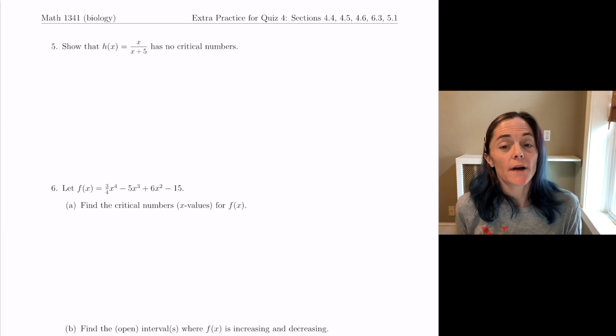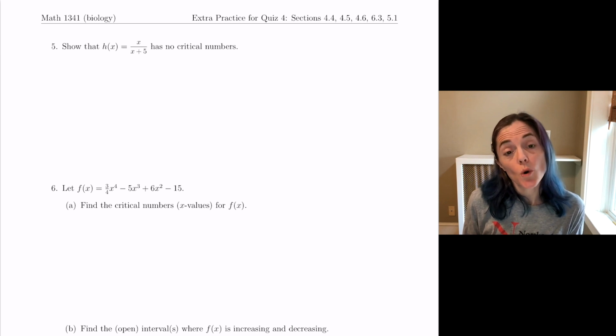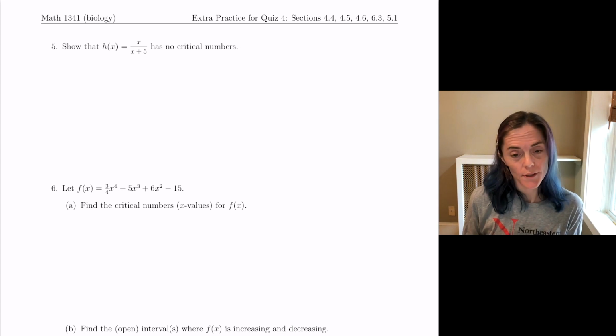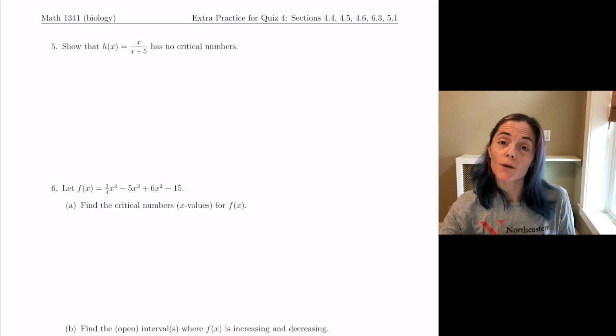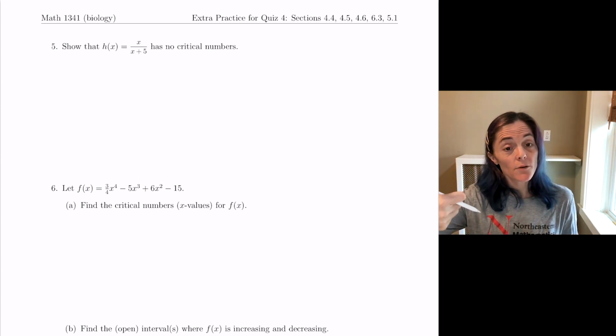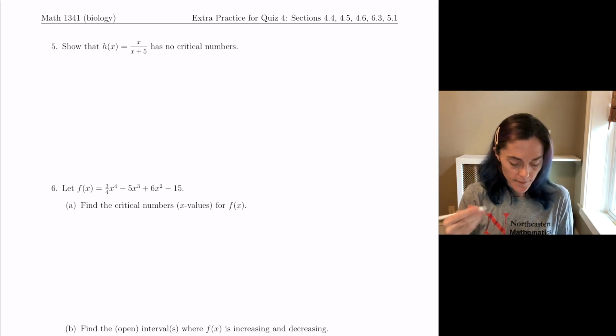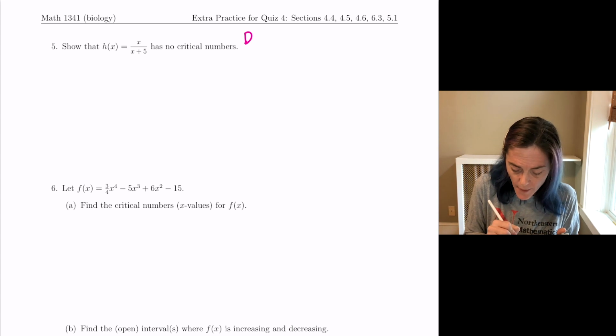Next, we are now in 5.1, which involves critical numbers. It involves intervals of increasing and decreasing. Show that h of x is x over x plus 5 has no critical numbers. What are critical numbers? These are x values in the domain such that the derivative is 0 or does not exist. If you want to begin this problem, we can think about the domain.